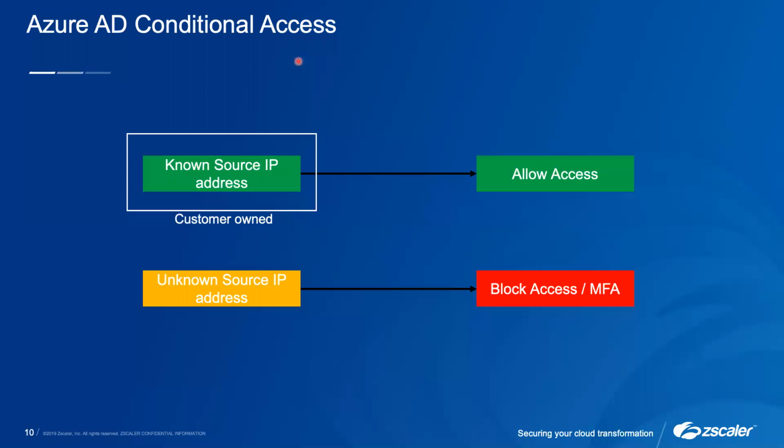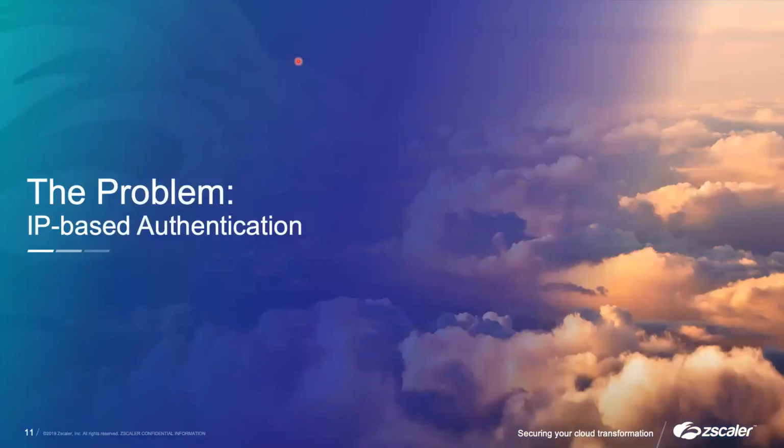So those are the four technologies involved. ZIA is involved, ZPA is involved, and Azure AD conditional access is involved. So let's talk about the problem first. What is the problem that we are trying to solve? The problem basically is IP-based authentication and the challenges we have using IP-based authentication with Zscaler.